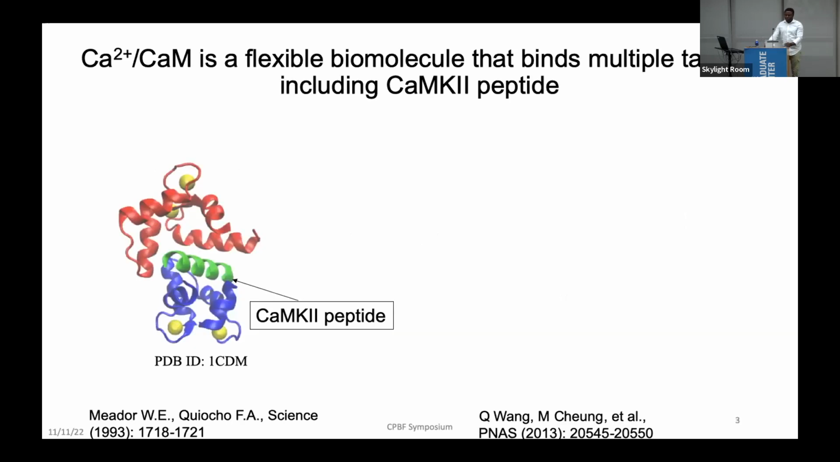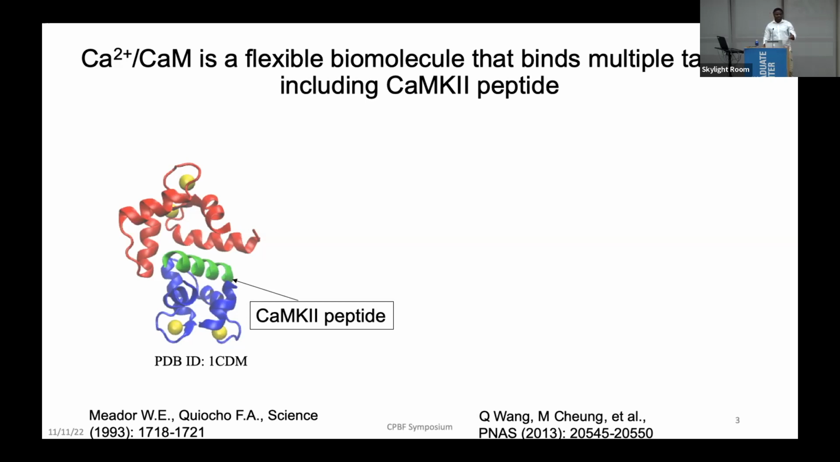So calmodulin is a small molecule of about 148 amino acids, which is found in all eukaryotic cells. Upon calcium binding, calmodulin undergoes multiple conformations, which allow it to bind and modulate the activities of over 300 target proteins, including the calcium calmodulin dependent protein kinase 2, CaM-kinase 2. CaM-kinase 2 is a large molecule which is involved in many cellular functions, including memory and learning.